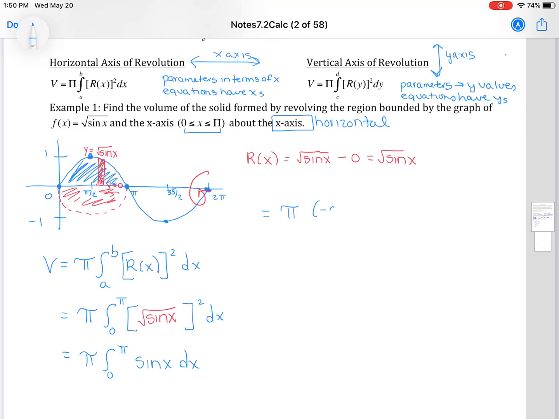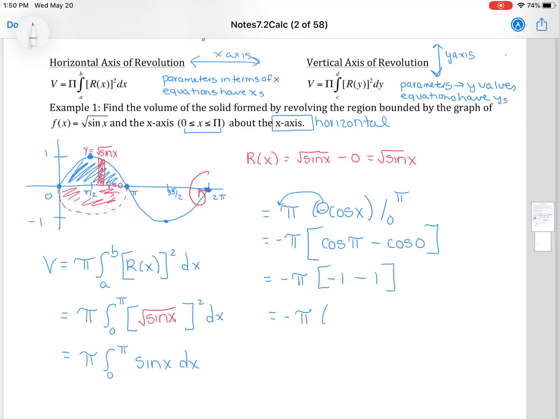Then we have to integrate the sine of x. When we integrate the sine of x, we get a negative cosine. So we have negative cosine x, and we're evaluating that from 0 to pi. What I would do is kick this negative out on the outside, keep a negative pi out front, and then evaluate the cosine of pi minus the cosine of 0. The cosine of pi is -1, and the cosine of 0 is 1. -1 minus 1 is -2, and -2 times negative pi gets you a positive 2 pi.